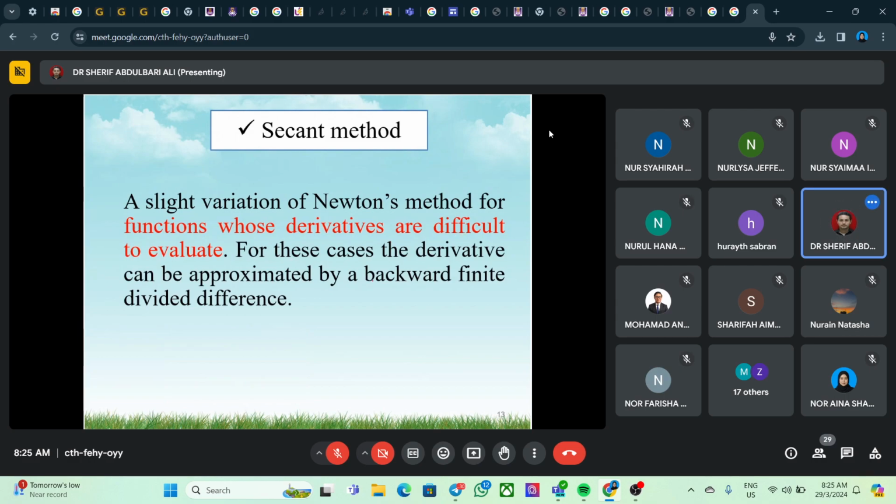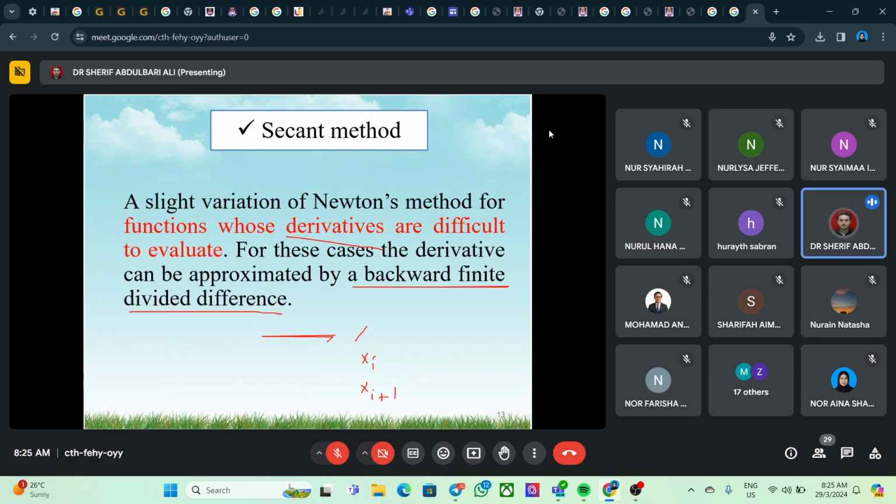So for this case, instead of using the derivative as Newton-Raphson, we are going to use the backward finite divided difference value. If some of you still remember what this value is, remember last time you were talking about if you have an initial value of x i, most of the time you are trying to find x i plus 1, which is this one, we call it the forward finite divided difference. But in the case of the secant method, it uses the backward finite divided difference instead of using a derivative.